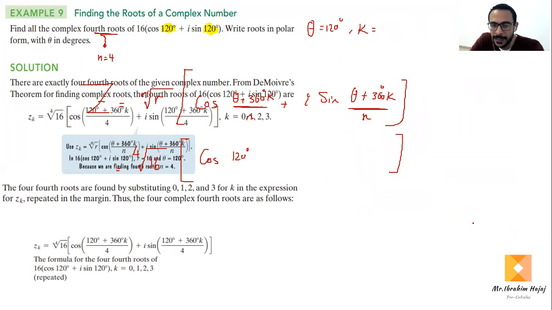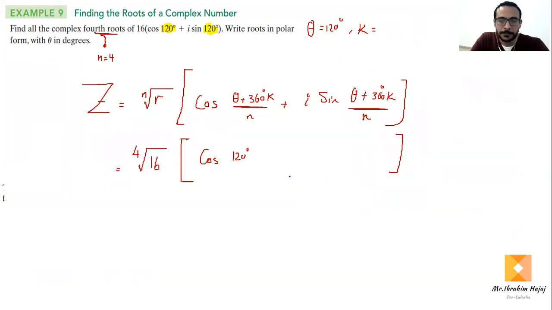Yes, less than 360. So here 120 plus 360. You have to do it, guys. Replace k by 0, and this all over 4, plus i sine, with the angle 120. I will do one for you and then show you the rest: 360 multiplied by 0, all over 4. When you evaluate this, the fourth root of 16, which is 2, equals cosine 30.